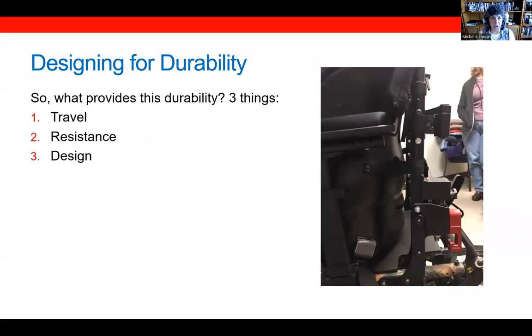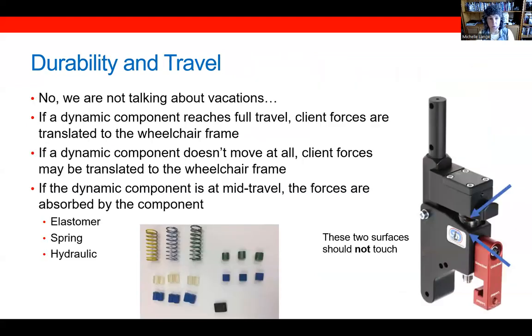So design becomes very important. How do we build in movement, force absorption and diffusion, but also keep the dynamic component from, well, exploding? We have to look at the travel, the amount of resistance, and the design of the component itself. So let's start with travel. And no, we're not talking about vacations, unfortunately. A dynamic component is designed to travel or move a certain degree and then return to a starting position.